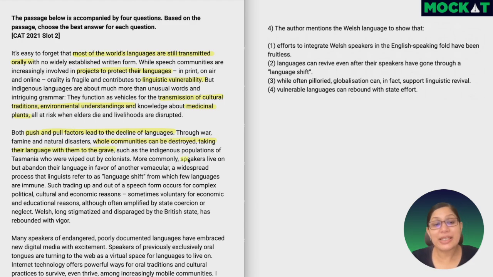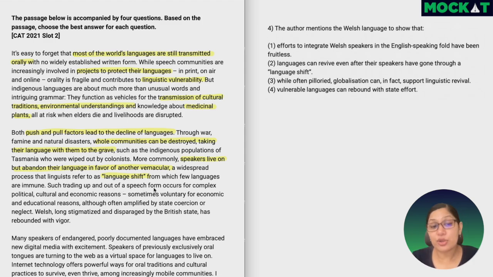More commonly, speakers live on but abandon their language in favor of another vernacular, a widespread process that linguists refer to as language shift, from which few languages are immune. Now, I would have probably already told you in class multiple times, whenever you have few or little without the word a, it means almost none. So very few languages, so hardly any languages are immune from this language shift, where the speakers are preferring another language because of some other reason.